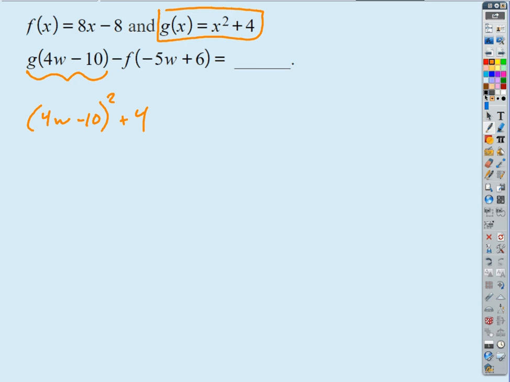Then we've got minus, and here's my minus sign, all this stuff. Okay, so what's that going to work out to be? The rule for the function f is f of the input equals 8 times the input minus 8. So I'm subtracting the output of f when my input is negative 5w plus 6. Here's how I calculate my output. It's going to be 8 times x, but instead of an x, we're substituting that whole thing: negative 5w plus 6, minus 8.